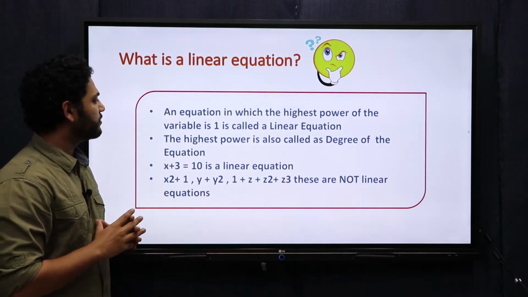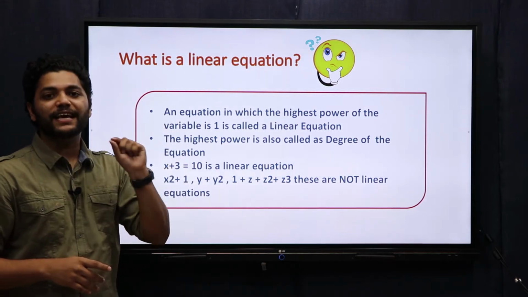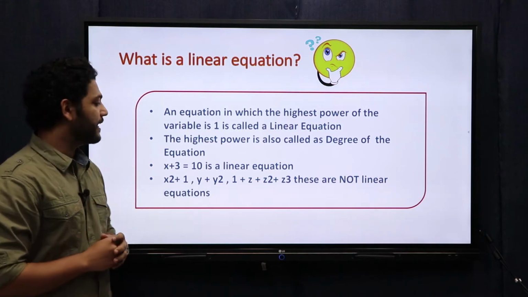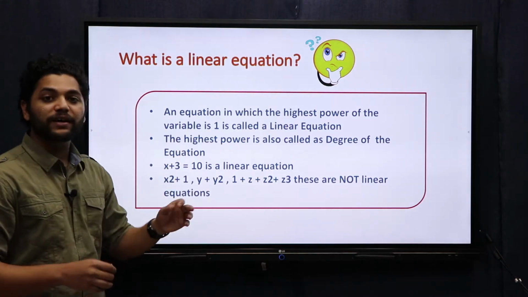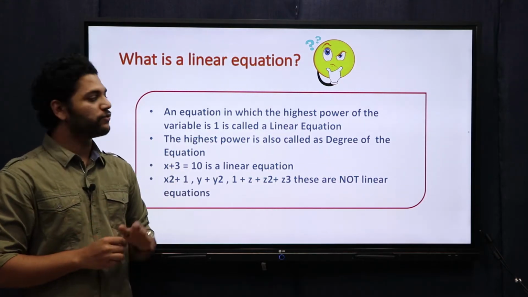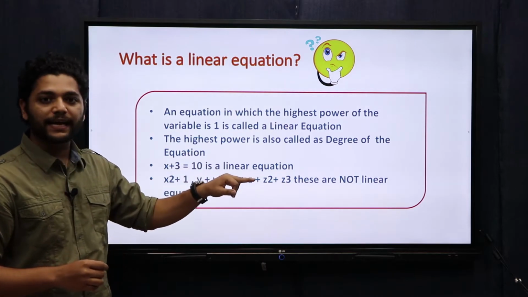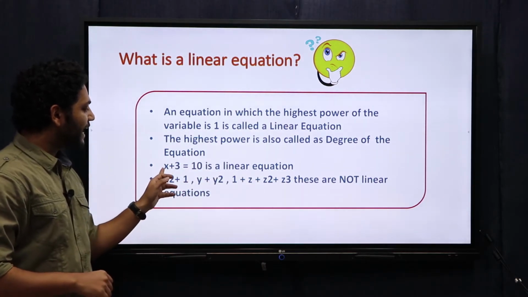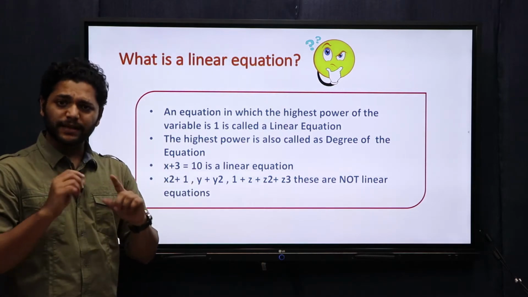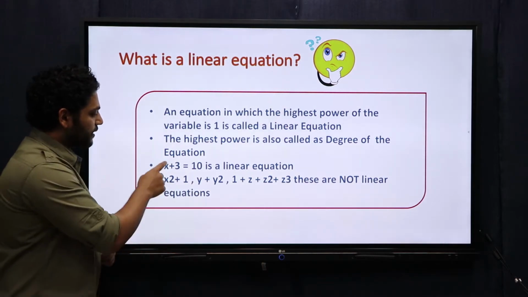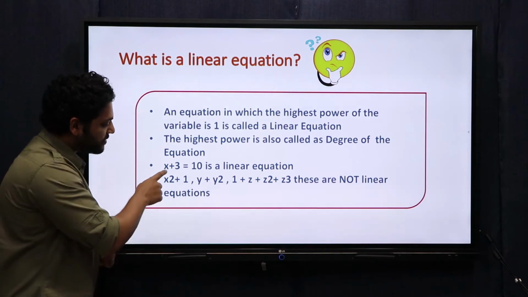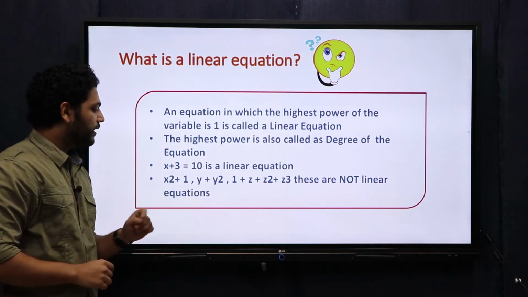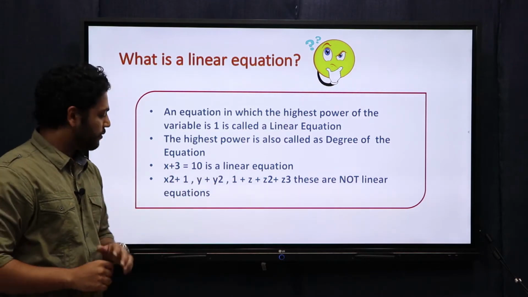What is a linear equation? An equation which has the highest power of the variable as 1 is called a linear equation. The highest power is called the degree of the equation. So you can say that in a linear equation, the degree of the equation is 1. For example, x plus 3 equal to 10 is a linear equation. Why? What is the degree of the variable here? Which is the variable? x. What is the degree of the variable x? 1. Hence I can say that this is a linear equation.